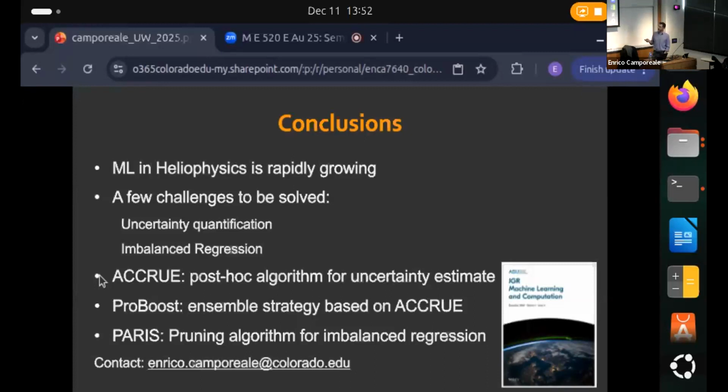So Accrue is a post hoc, or a posteriori, algorithm for uncertainty estimation, where you have a deterministic model, you can just plug it in and get the optimal uncertainty. ProBoost is a strategy that uses Accrue to train submodels, trained on different regions of your training set. And finally, Paris is this pruning algorithm that seems to work very well for imbalanced regression.